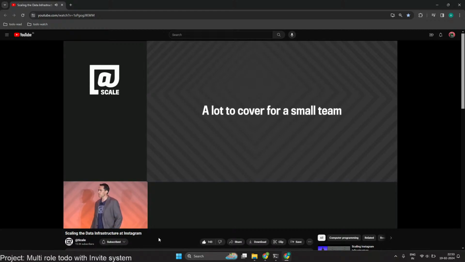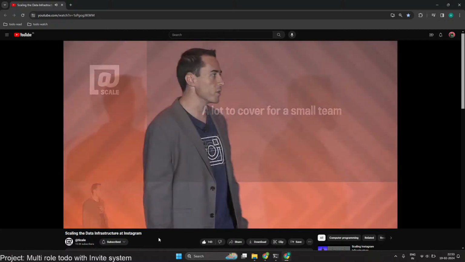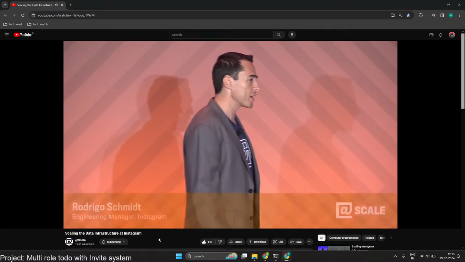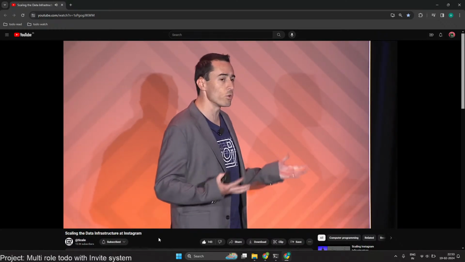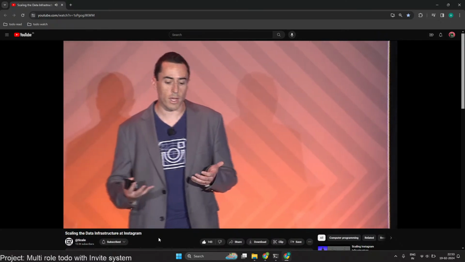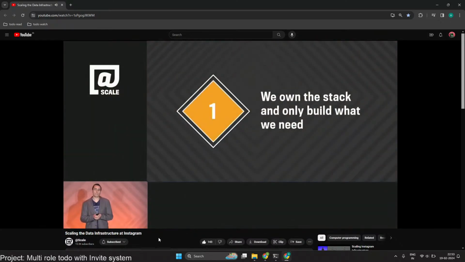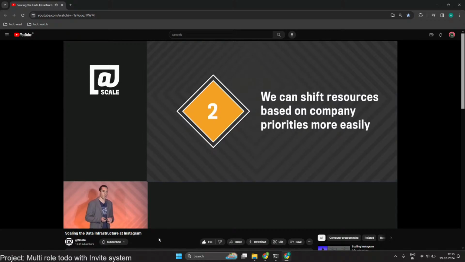And it's a lot to cover, and we are quite a small team. We started with three people, myself plus 2, and we are now at about 20 in 2 years, and we cover all those things. But having a small team forces us to be efficient in 2 important ways. One way is that we own the whole stack, we own data end to end. Therefore we only build the things that we really need, and we know exactly what we need and when we're going to need them. And number 2, we can shift resources based on company priorities or our internal priorities way more easily, just because we own the whole stack of data.